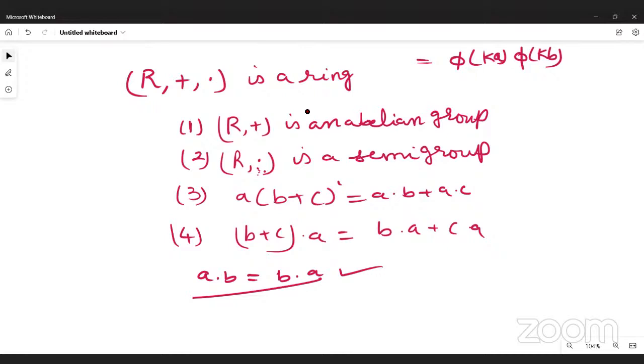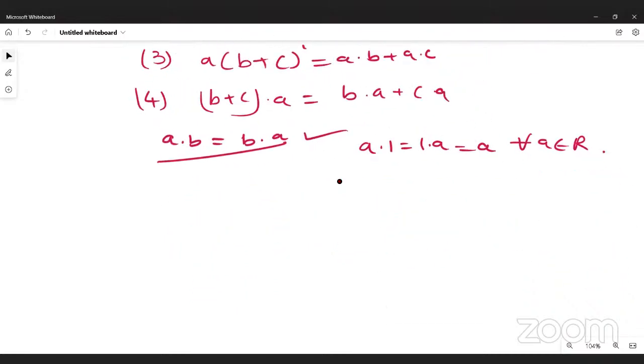We say that R is a ring with unity if there exists 1 belongs to R such that A into 1 is equal to 1 into A equal to A for every A belongs to R. R is a commutative ring with unity if it satisfies the commutative property and the identity property, that is, there exists a multiplicative identity 1 such that A into 1 is equal to 1 into A equal to A.